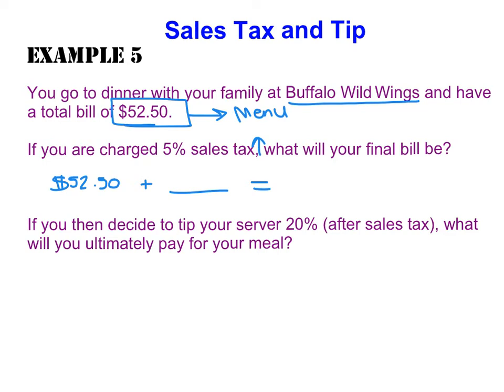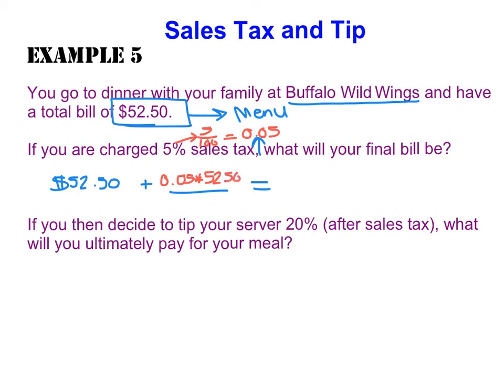So remember, we need to use that percentage and turn it into a decimal. So here I'm going to take 5% and turn it into a decimal by taking 5 over 100, which is going to give me 0.05. So here we're going to take 0.05 and we're going to multiply it by our bill of $52.50.